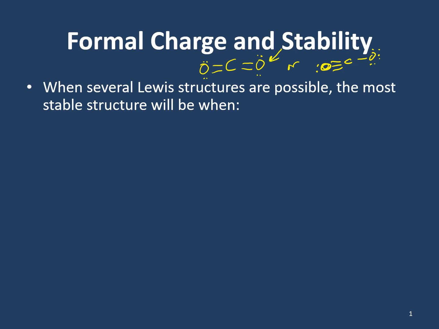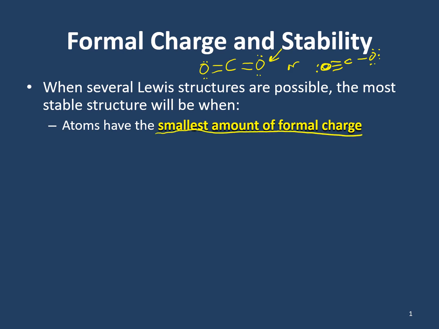Now, how do we determine that? How do we determine that CO2 probably has two double bonds as opposed to one triple bond and one single bond? The answer actually lies with formal charge. Formal charge allows us to determine how stable the Lewis structures we draw are. Now, as a general statement, when we're looking at formal charge, and I'll show you how to calculate it in just a second, we want to look for the lowest amount of formal charge.